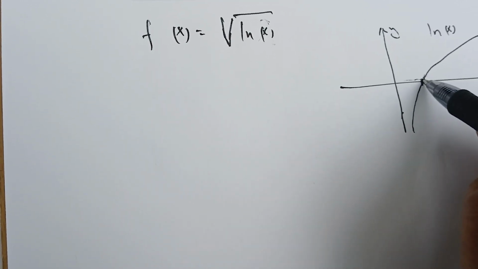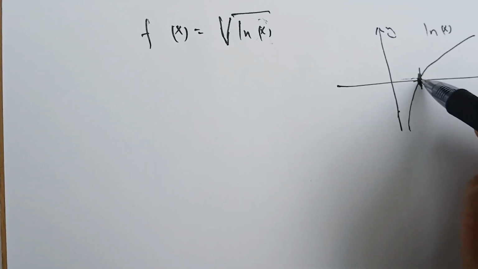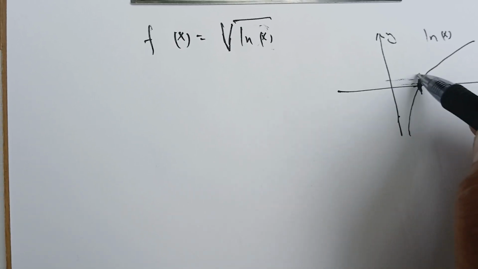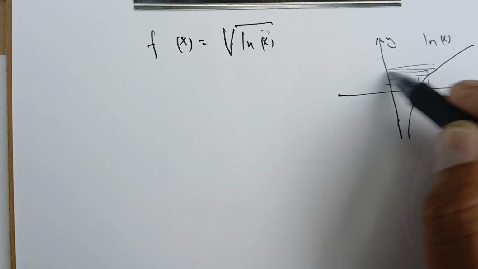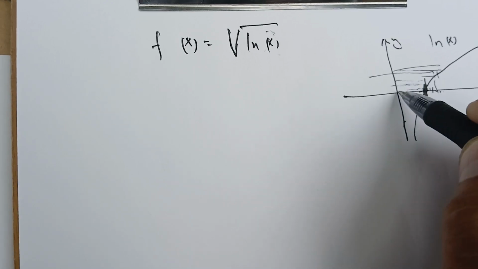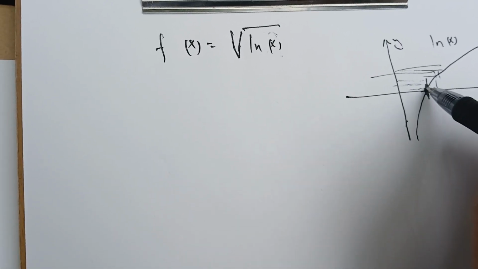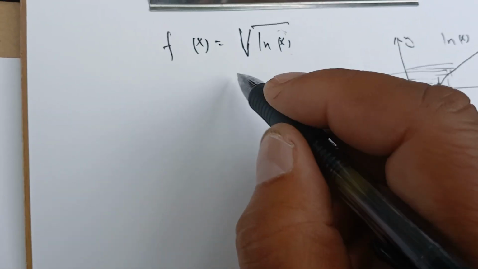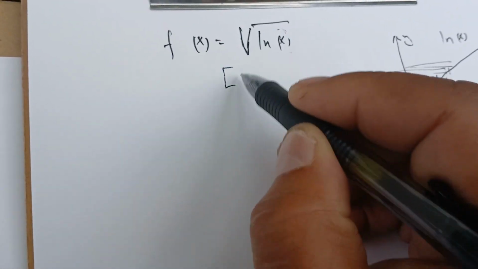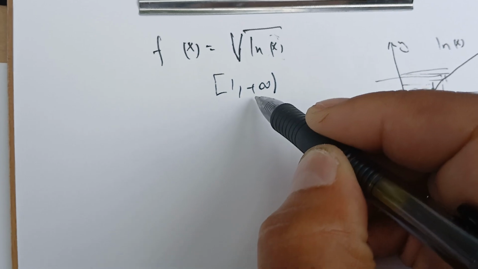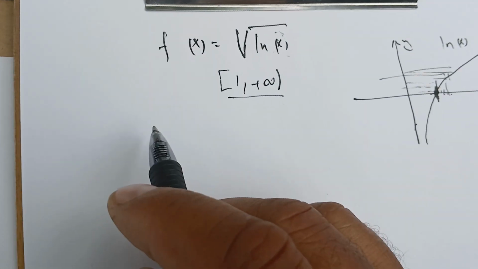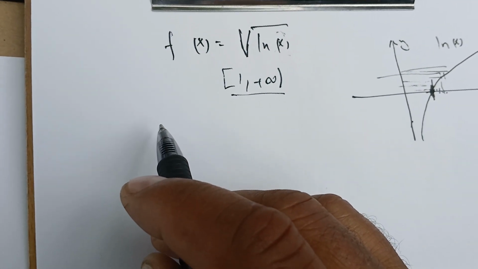So it's the values of x. Starting from here, we're gonna have positive values. Okay. Here between 0 and 1, we have negative values. So here we see that the values that we get is between 1 and plus infinity. And this would make the domain. Let's check that one algebraically.